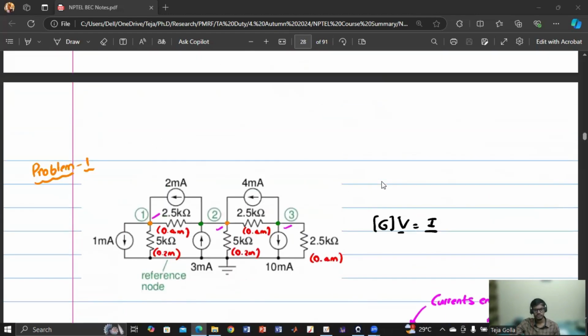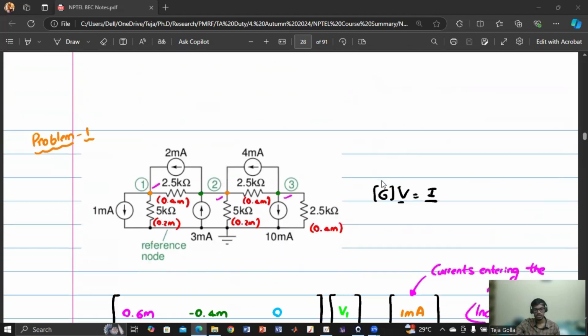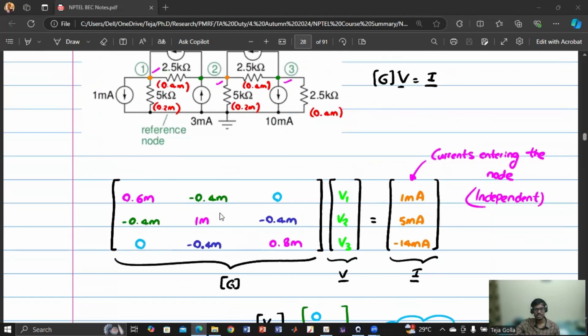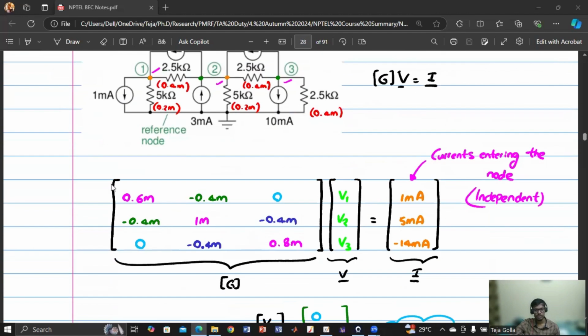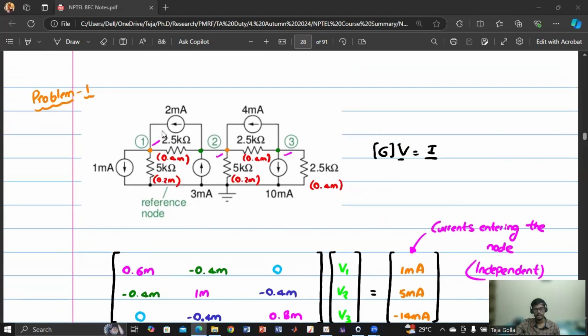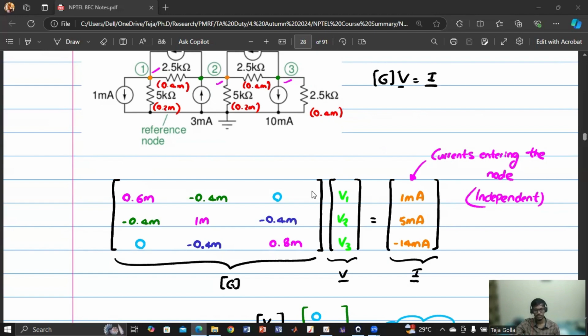This week it is all about solving problems by getting the conductance matrix. So they have asked what the conductance matrix is, and if it is resistors and current sources, it is very straightforward. You can directly write the conductance matrix, and these are the currents entering the node. You have to be very careful, and these are the independent currents. If there is a dependent current source, then it will be somewhat tricky, and you have to see how you will get the equations.